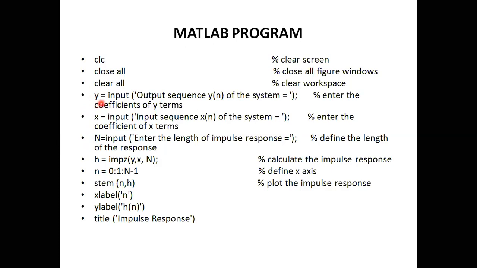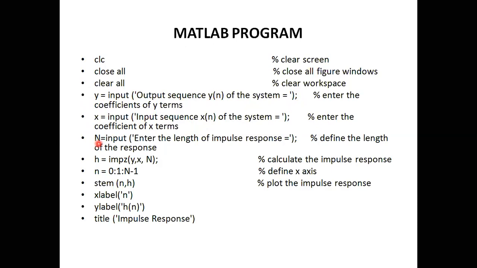So y of n is your output sequence. Now I'm asking from the user, that's why I've written this command, input output sequence yn of the system. When you run this command, in the command window it will ask you to enter the output sequence. Next, ask the user for the input sequence, x equal to input sequence of the system. Clear? Now the length of this impulse response is also given, means for 5 points you need to find the impulse response, or 6 points, or any number of length.